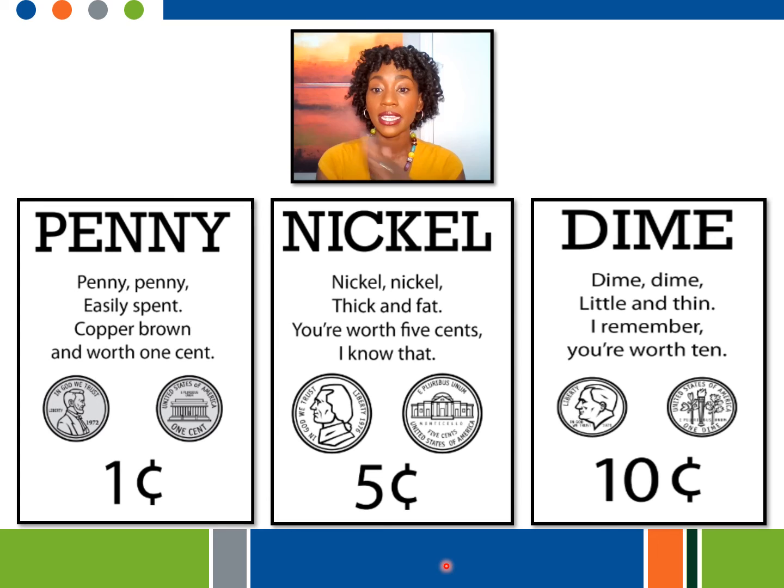Now, my first graders, you know for this month we are collecting money. We are collecting pennies, nickels, and dimes. So let's go ahead and say our rhyme for pennies. Penny, penny, easily spent, copper brown and worth 1 cent. Now let's go on for our nickels. Nickel, nickel, thick and fat, you're worth 5 cents. I know that. And last, our dimes. Dime, dime, little and thin, I remember you're worth 10. Now, let's go ahead and see how much money we'll collect for today.